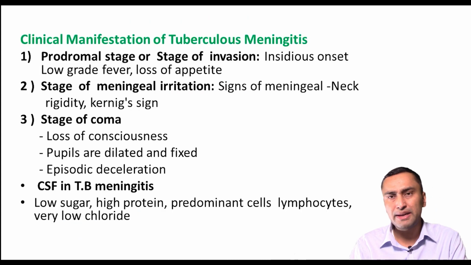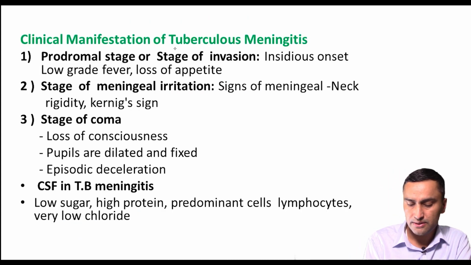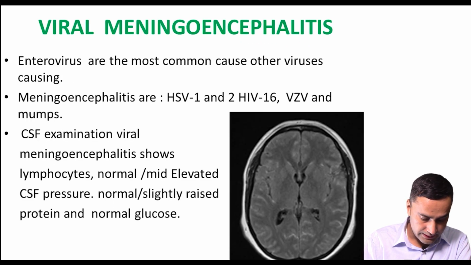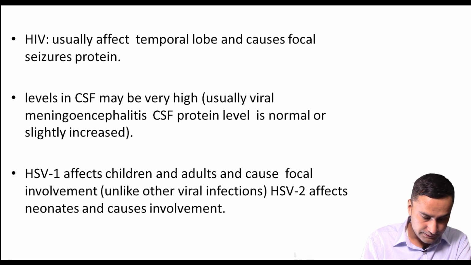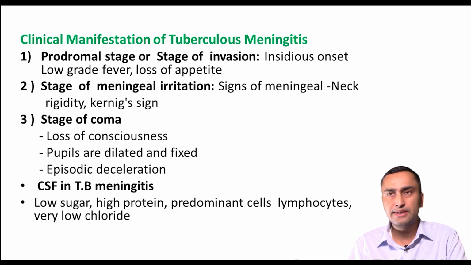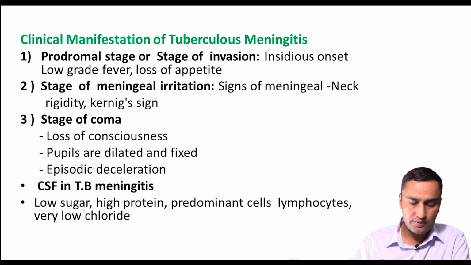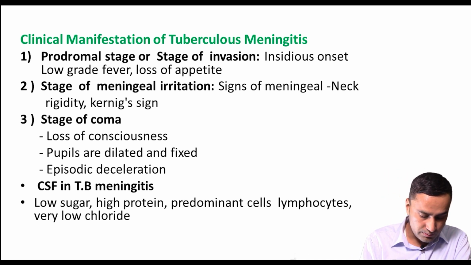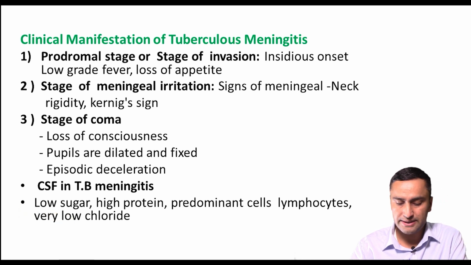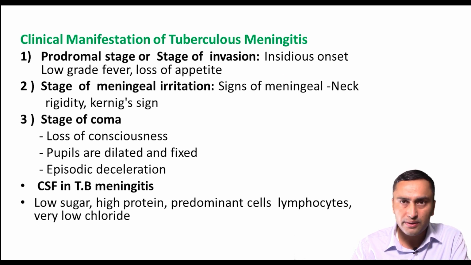So what are the clinical manifestations of tubercular meningitis? There are three stages. First is the prodromal stage, also called the stage of invasion, in which insidious onset of low grade fever and loss of appetite are generally present.